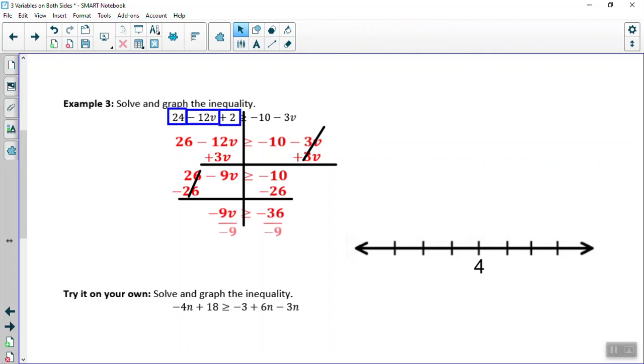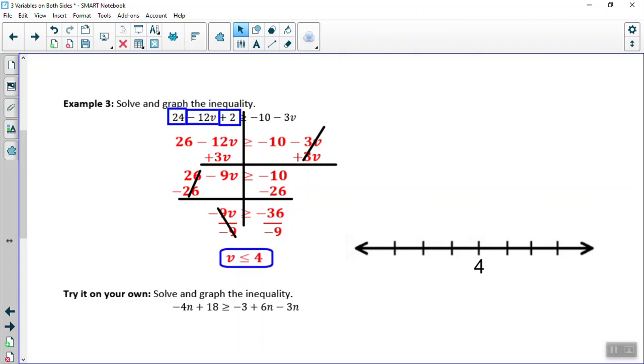My last step is to divide by a negative 9. I'm dividing by a negative number, so this inequality symbol has to flip around. So instead of being greater than or equal to, it becomes less than or equal to. These 9s here will cancel out, and we are left with v is less than or equal to 4.